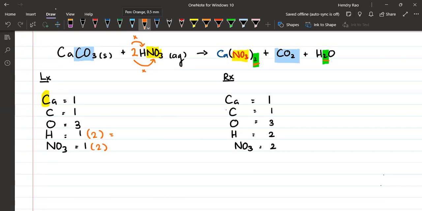So now I have my new numbers. Hydrogen also two, nitrate also two. If you look at the numbers now, everything is equal. Calcium, both sides, I have one. My carbons also, I have one. Oxygen, I have three. Hydrogens, I have two on the left and right-hand side after balancing. And nitrates also, I have two. So this is balanced. This is already balanced.